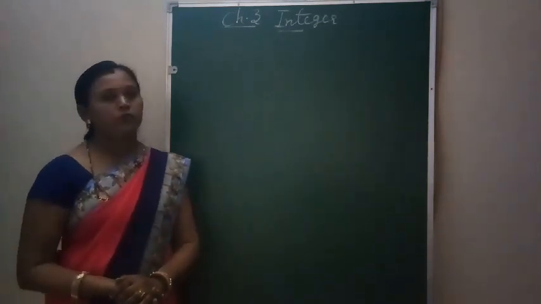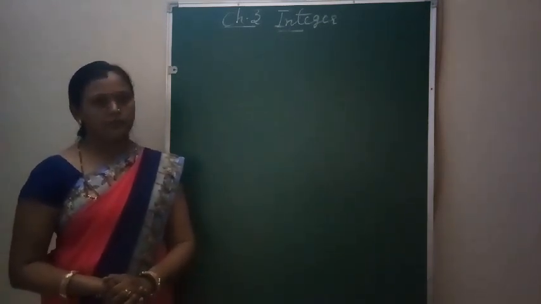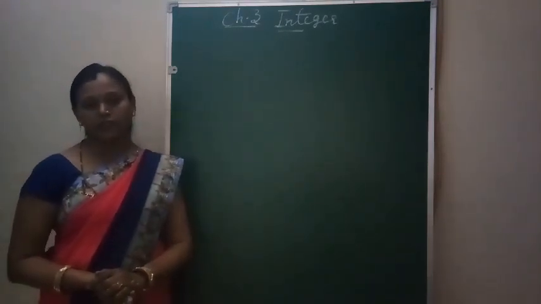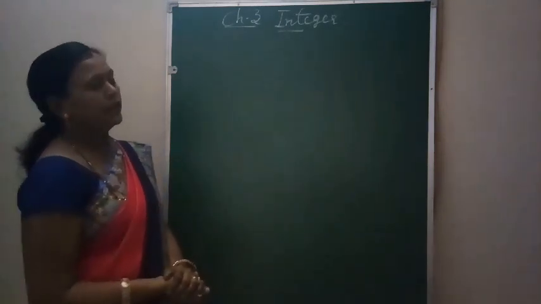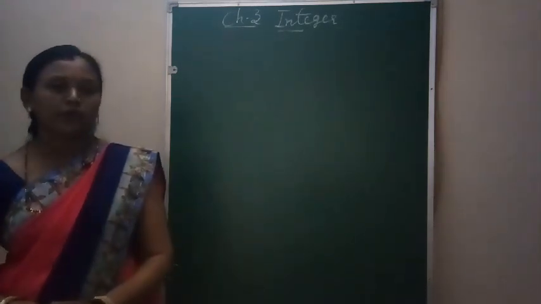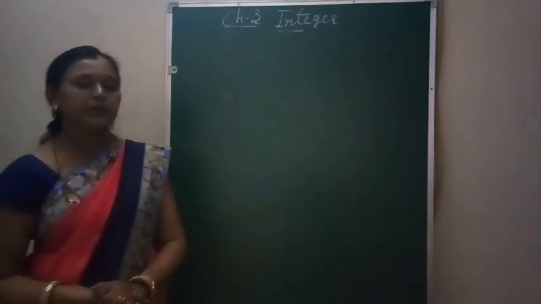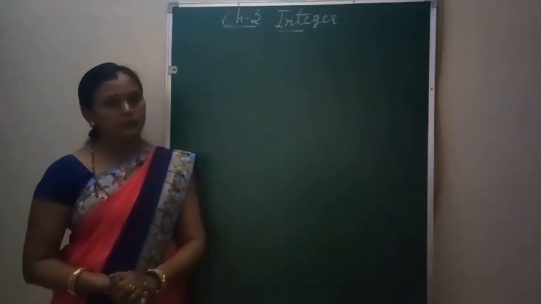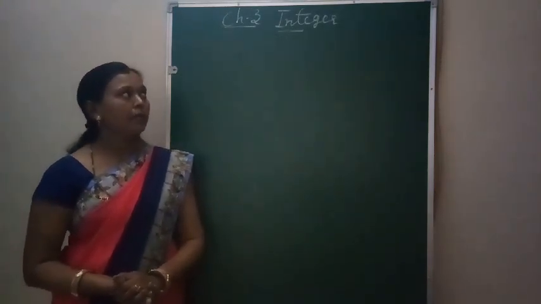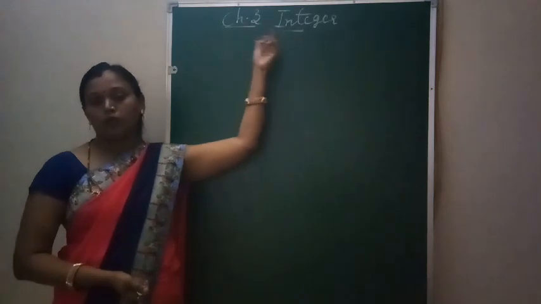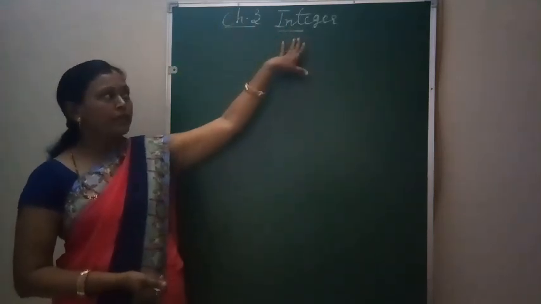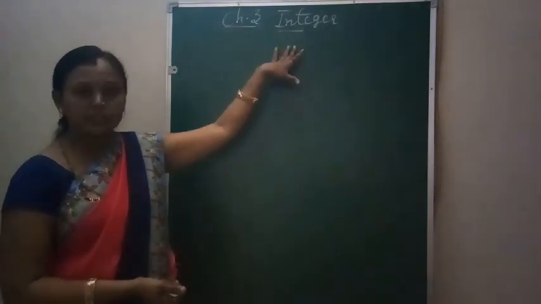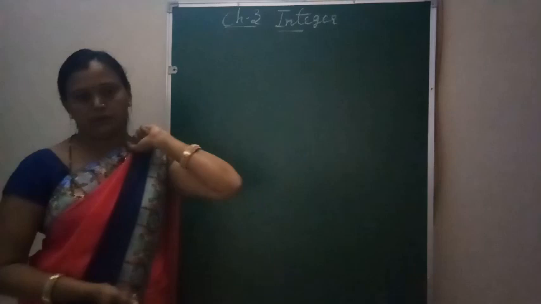We have already learned about the natural numbers and whole numbers in the previous videos. So, in today's class, we are going to learn about integers. Integers are the numbers made by the combination of whole numbers and negative numbers.